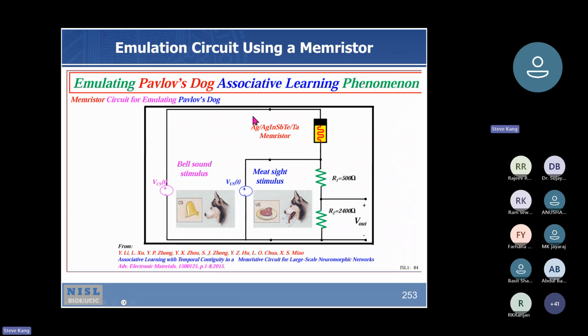So this associative learning phenomenon can be emulated by using a memristor here.